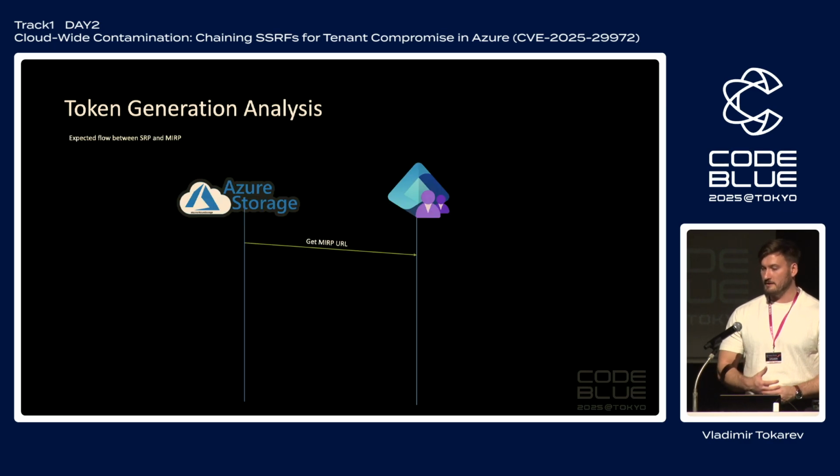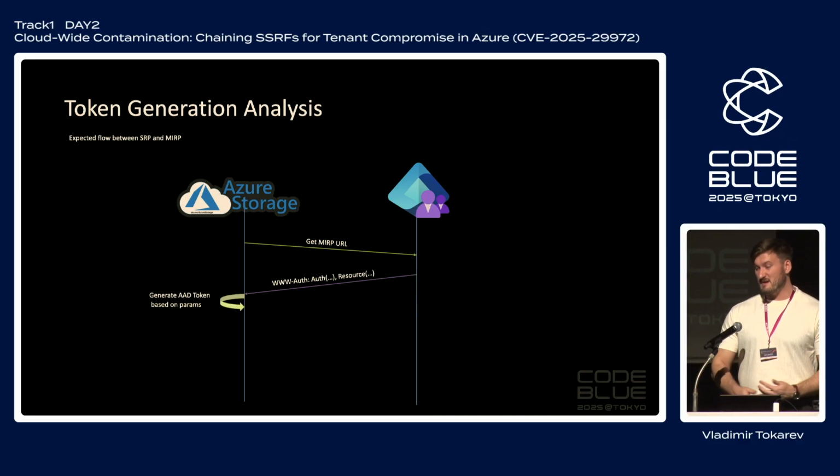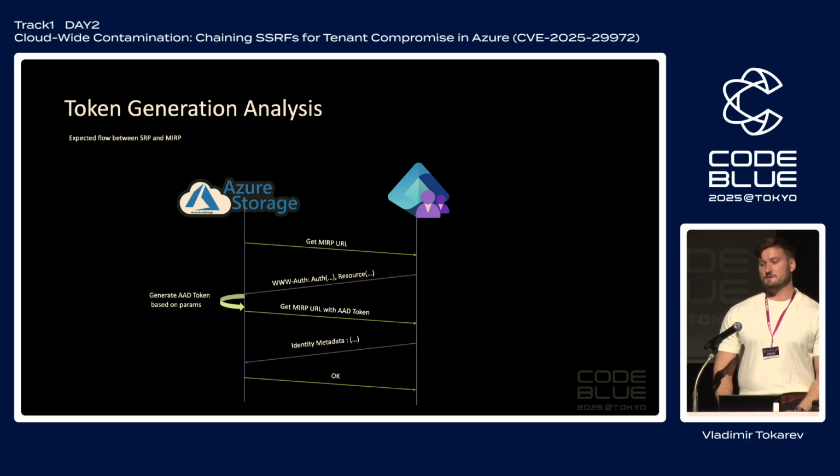How would it look between Azure Storage Resource Provider and MIRP? First, we'll have the GET to the MIRP URL, right? The first GET that we've already seen. Then MIRP will answer with the WWW-Authenticate header. Now, after that, based on this information, Azure Storage Provider will generate an AAD token and send it back. And then MIRP will get this token, validate it works, extract the relevant information, go search for this specific client metadata, and return it back to Azure Storage Resource Provider. And Azure Storage Resource Provider will send OK.